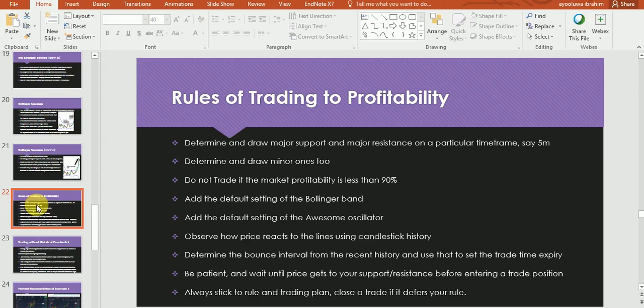The first rule says determine and draw your major support and resistance on a particular time frame, say 5 minutes. So how do you draw your major support and your major resistance line? The first thing you need to do is log on to your binary options website and log on to your account. For this presentation, I will be making use of IQ.